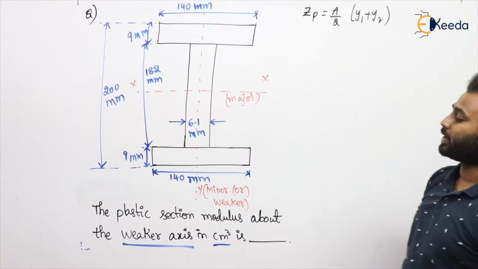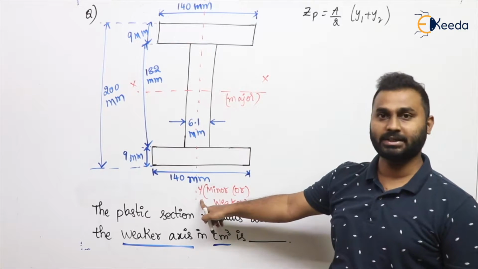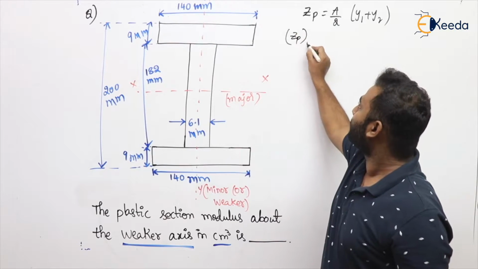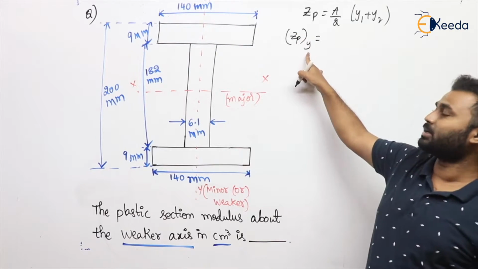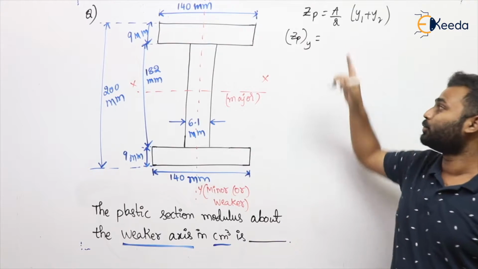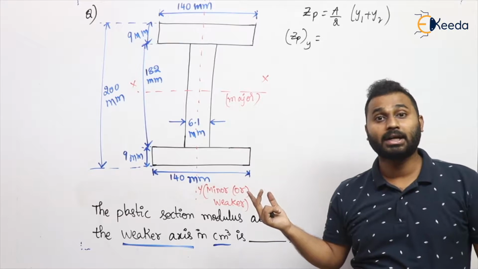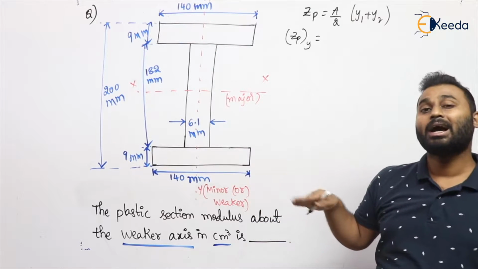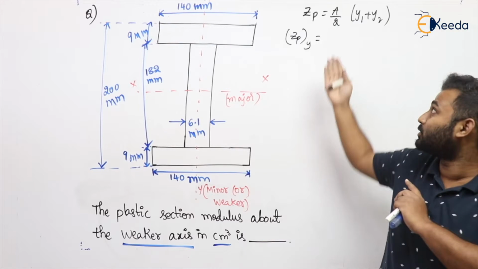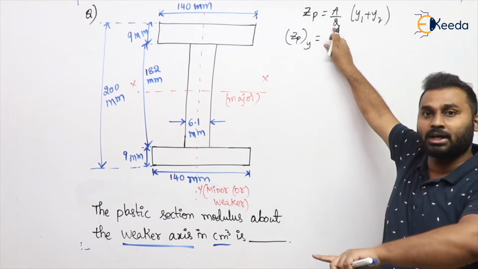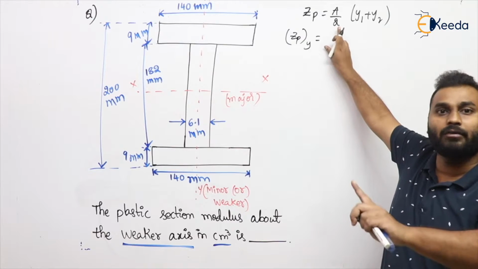Now he is asking us to find the plastic section modulus along the minor axis, that is ZPY. Y represents the minor axis. Clear? Now A by 2. As this I section consists of two horizontal rectangles and one vertical rectangle, I can use this formula separately for the vertical rectangle and the horizontal rectangle. How will it be seen?